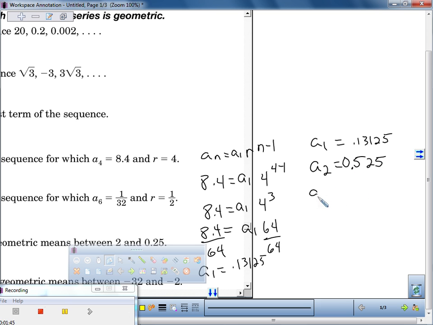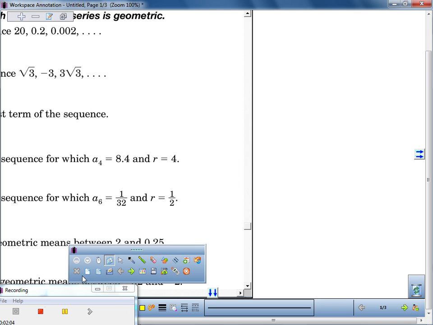Okay, and then I'm going to do it again. I'm going to multiply that number by 4, which is our common ratio, and we get 2.1. Okay, and so that's our first three terms. Now, if I multiply 2.1 times 4, we get the 8.4. Okay, so that's our first three terms in this sequence.